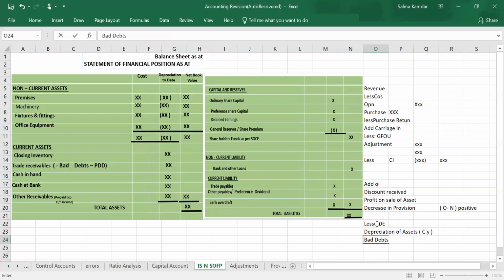When you're doing bad debts, what will you record? Old bad debts plus new bad debts. Then the increase in provision for doubtful debts: if your old minus new is negative, then there is an increase. And the other expenses which are normally there. Are you with me? Yes, miss.